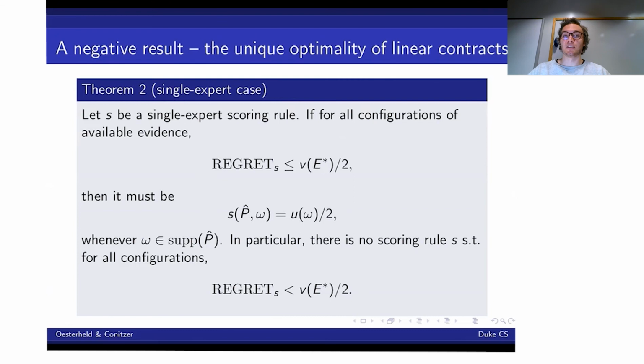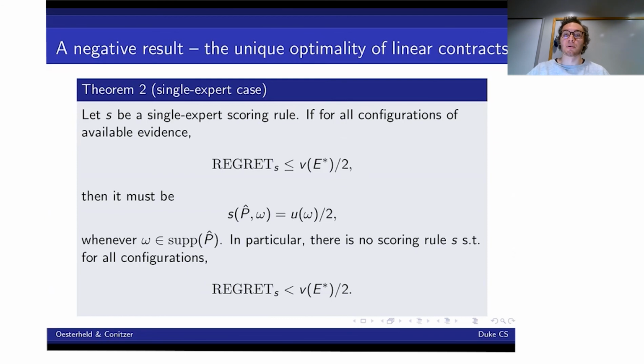Now we get to a negative result, which essentially shows that there's no scoring rule that does any better than this linear scoring rule. And the linear scoring rule is also, with some caveat, the only scoring rule that achieves this regret bound. Okay, so let's work through this. Let's say there's any single expert scoring rule. And let's say that this satisfies the regret bound that we achieved for the linear scoring rule that just gives the expert half of the utility. So let's say that it satisfies this regret bound that we saw on the last slide in the single expert case of theorem 1.